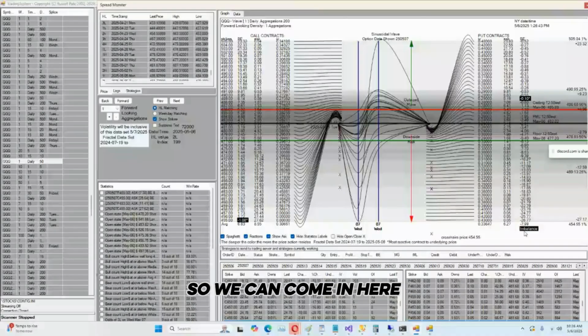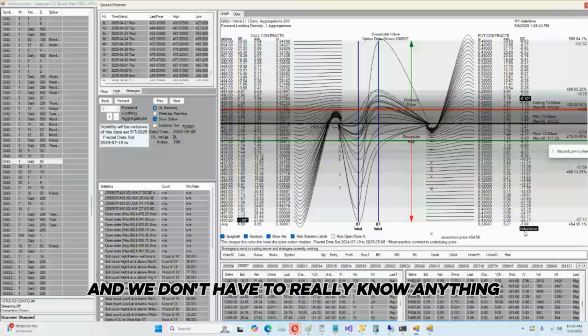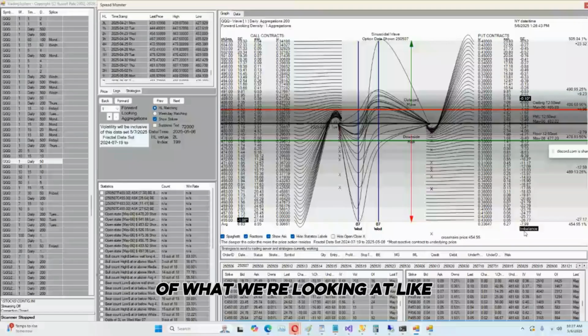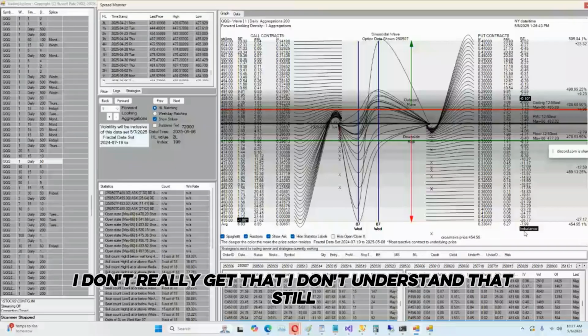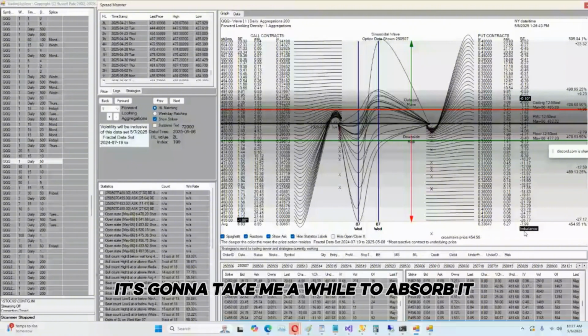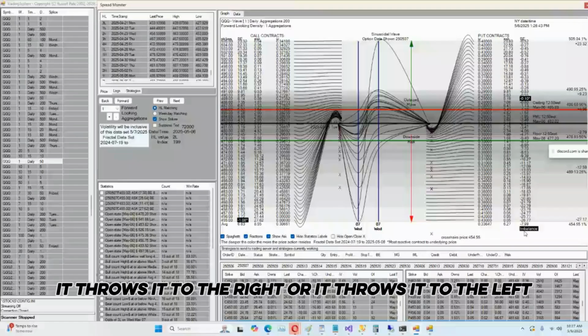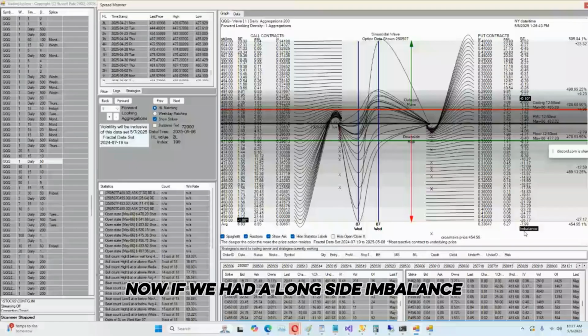So we can come in here. We don't have to really know anything of what we're looking at. Let's say I'm not really sure, Russell's telling me all this stuff, I don't really get that, it's going to take me a while to absorb it. So you can look at the screen and be like, oh, my imbalance is short. So that means that overall the market is trying to pull back. It's trying to go to the short side. It throws it to the right or it throws it to the left. Now, if we had a long side imbalance, it would be over here on the left.